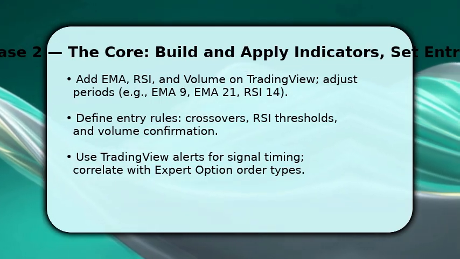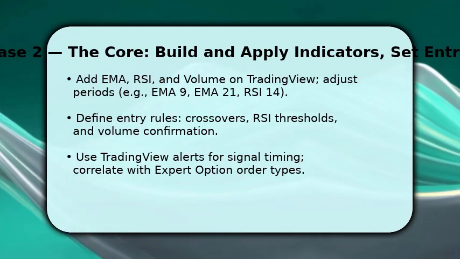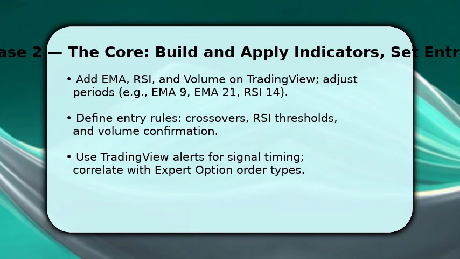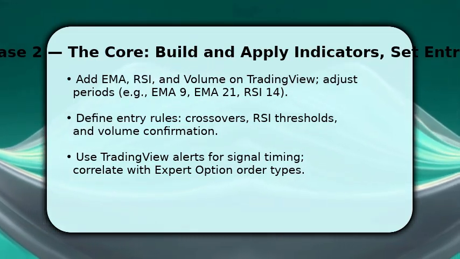Use TradingView alerts to notify you the instant a condition triggers, then place the corresponding order on Expert Option. Make sure to pick the correct option type. You should manage each open trade with predefined stop and take profit levels.